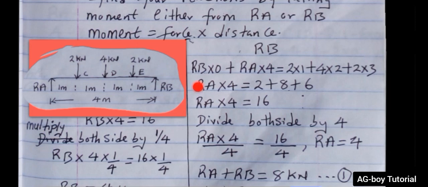we will now bring down all the values we have. Our RB multiplied by 0 is nothing, so it's out. We bring down our RA times 4, then equals our 2 times 1, which is 2, then 4 times 2, which is 8, and 2 times 3, which is 6. Then 2 plus 8 plus 6 gives us 16.